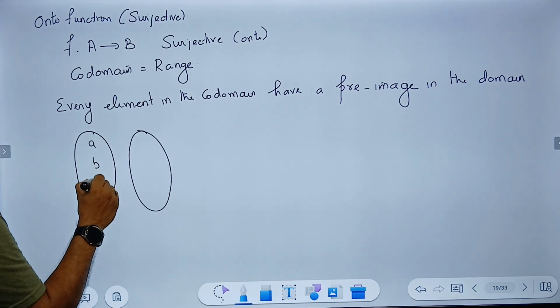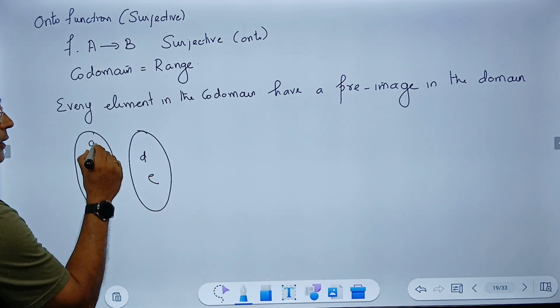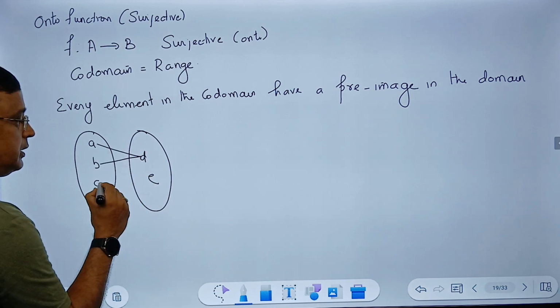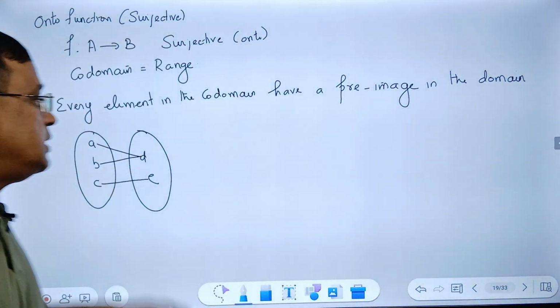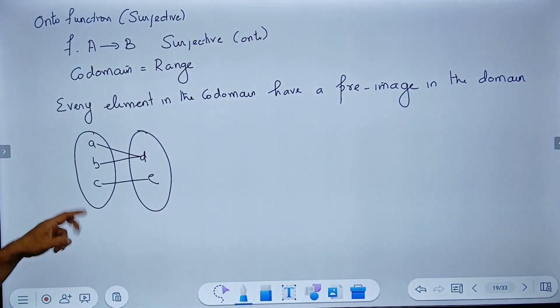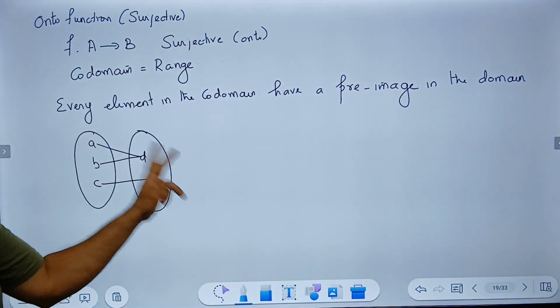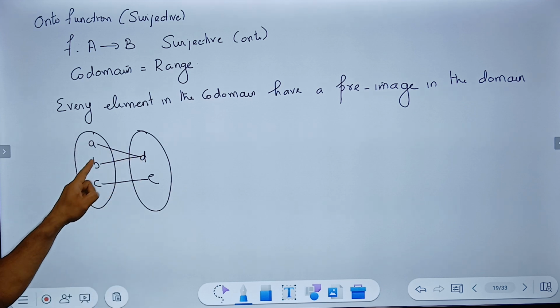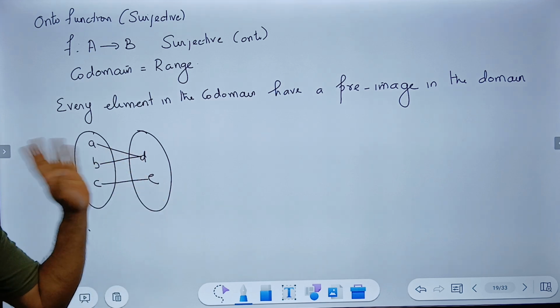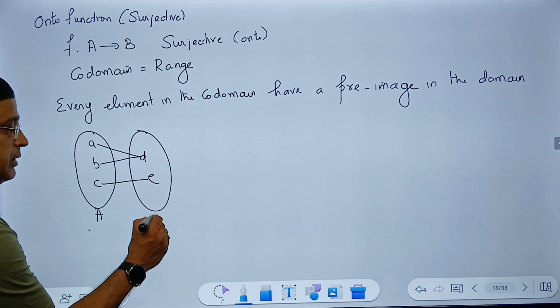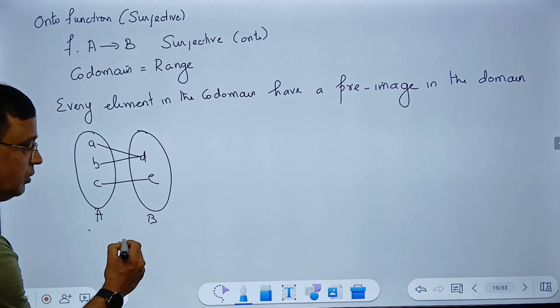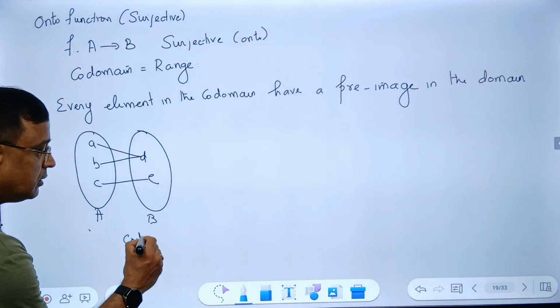A, B, C, D, E. Is it a function? Yes, it is a function, because every element in the domain is mapped to exactly one element in the codomain. A is mapped to one element, B is mapped to one element, C is mapped to one element. So this is my A and this is my B. Domain is known, codomain is known. So what is my codomain?